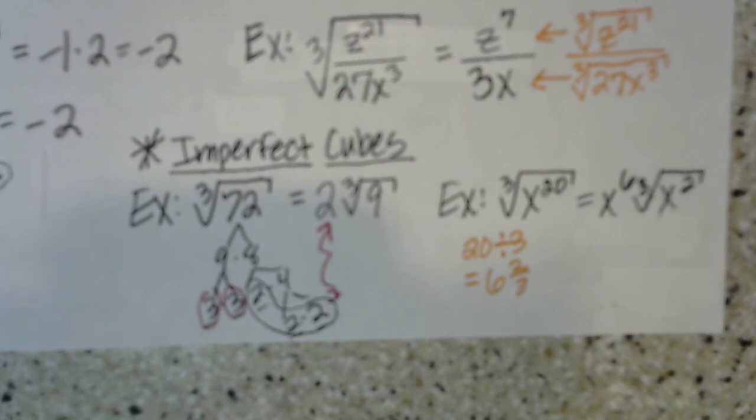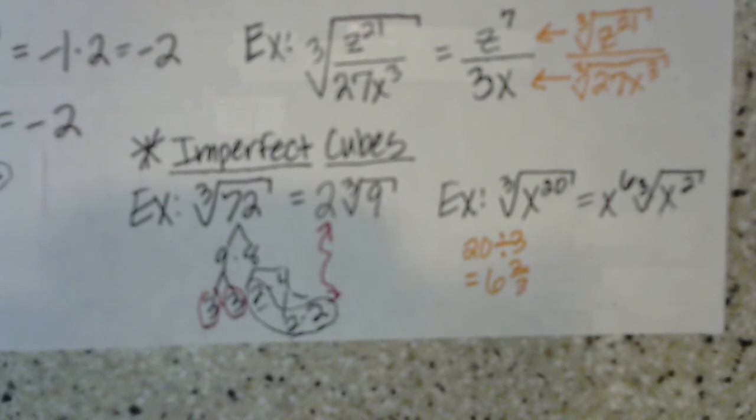Imperfect cubes still have to have a factor tree, but now it's a cube root. So that means you need a group of 3 of the same number in order to come out of the radical. You still start your factor tree the same way. Think of something that multiplies to give you 72. I did 9 times 8. 12 and 6. There's more. So you can start it any way you want.